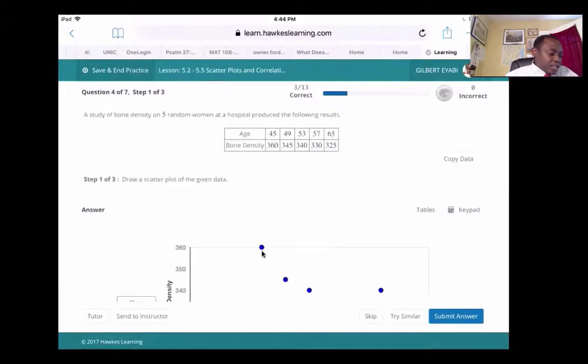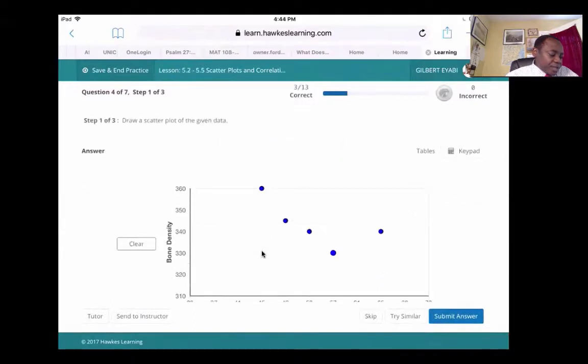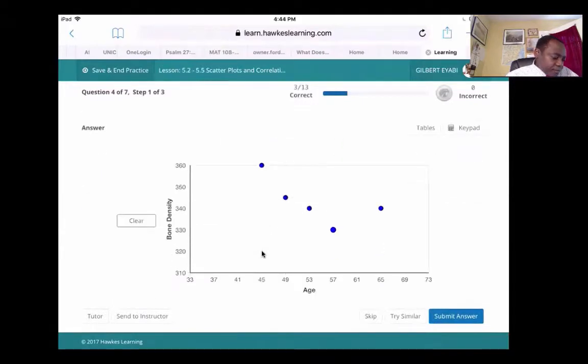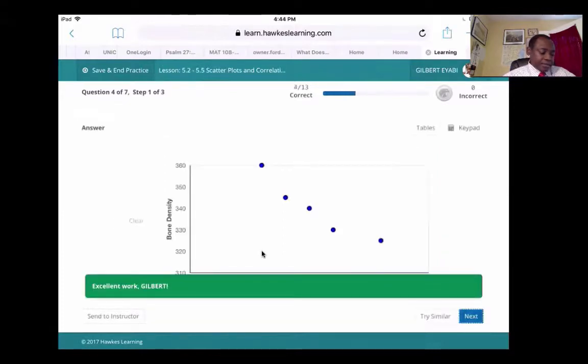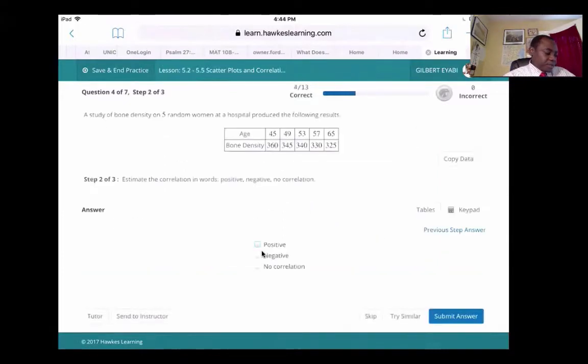And when it is 65, we have 325. Okay, so we have to move that point down there. So if we haven't made any errors, that should be correct. Very good. And that is it. So that works. And the next is estimate the correlation in words. Is it positive, negative, or no correlation? So you can see that it was sloping downwards. So that would be a negative correlation right there.